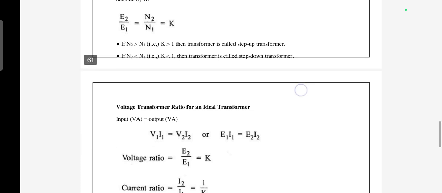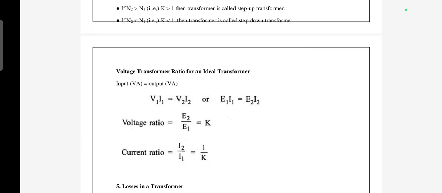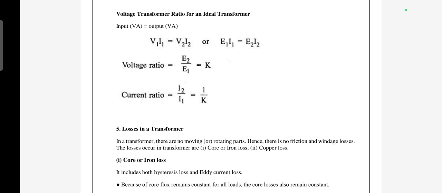Then the voltage transformation ratio for an ideal transformer. We know that in an ideal transformer E1 is equal to E2, and V1 is also equal to V2. So we can write that input is equal to output, right? So V1 I1 equals V2 I2, or else E1 I1 equals E2 I2. Taking this equation into consideration, the voltage ratio is E2 divided by E1, which is equal to K, and the current ratio I2 divided by I1 is equal to 1 by K.